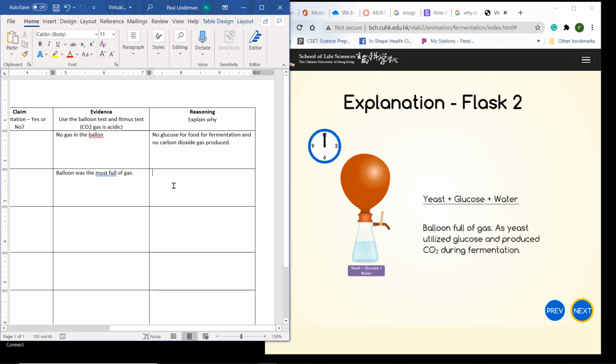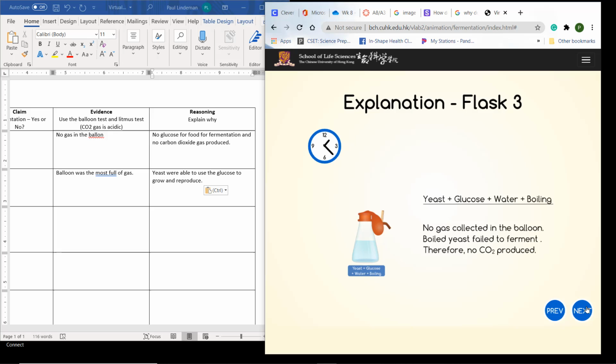So this actually is our reasoning over here. So I'm not going to type any more of these through. I'll let you guys go ahead and do that. I will play the evidence and the reasoning for each one of these, and you should have your claim, evidence, reasoning set. So let's go to our next one.